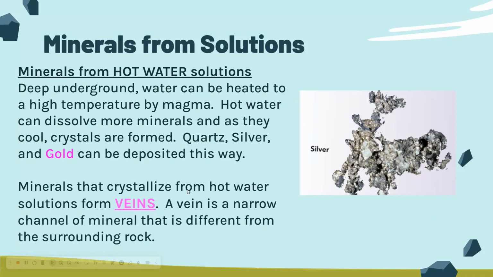Now the cool thing about these deep underground hot water pockets is that they actually burrow their way through the rock. When they do that, they make tiny little veins through all the little cracks in the rock. That is where we find those thin streaks of gold and silver and quartz. A vein is just a narrow channel of minerals that is different from the surrounding rock. The water breaks through and fills those areas and pockets. When we mine for those minerals, we're looking for those veins of gold or silver.